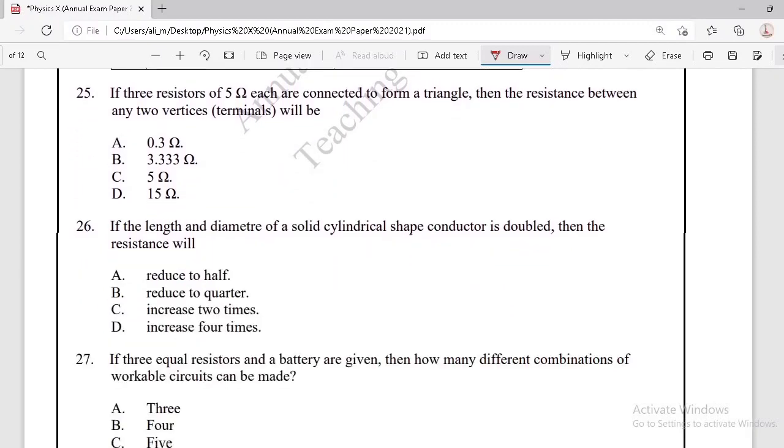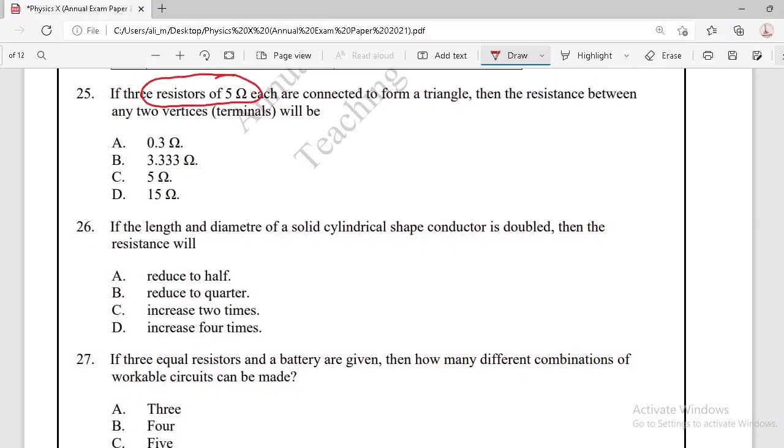Now let's see question number 25. If three resistors of 5 ohms are connected to form a triangle, the resistance between any two of these vertices will be. So let's suppose these are the three resistances that form our triangle, and the resistance between any two vertices of this triangle will be, and all of these are 5 ohms.